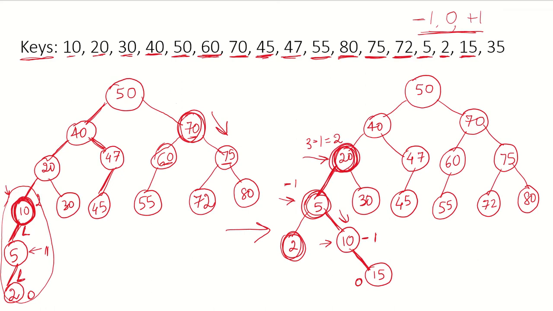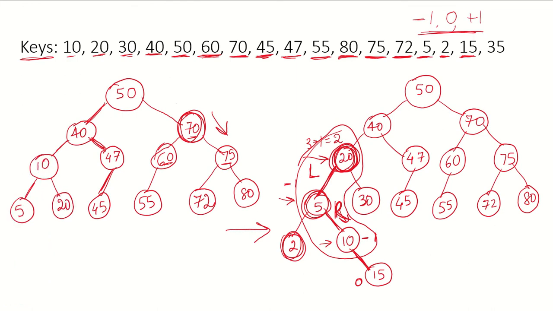And what kind of an imbalance is this? LR. LR imbalance has happened. So an LR rotation will be required, and it will be done using these three nodes. So what will be the new structure of the AVL tree?